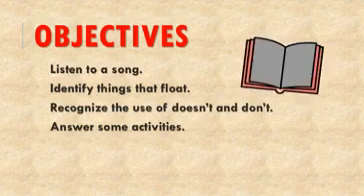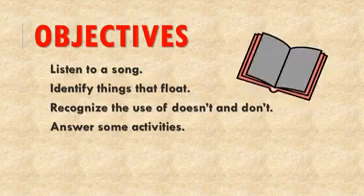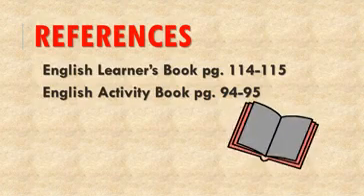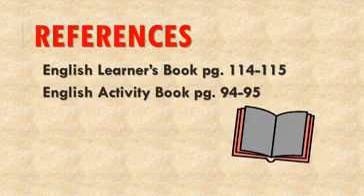For our objectives, at the end of this video, you should be able to listen to a song, identify things that float, recognize the use of doesn't and don't, and answer some activities. For our references, we will use the English Learner's Book, pages 114 to 115, and the English Activity Book, pages 94 to 95.